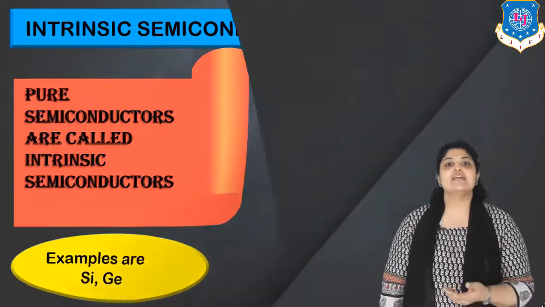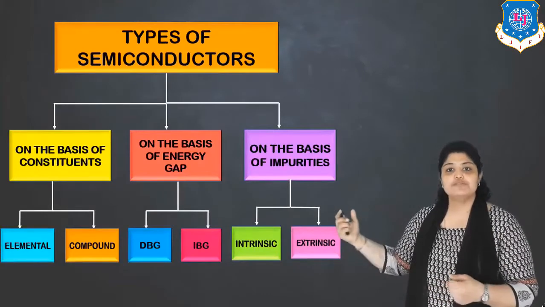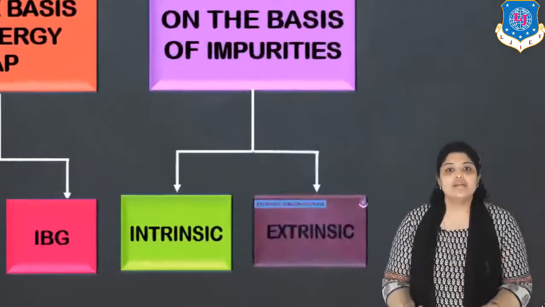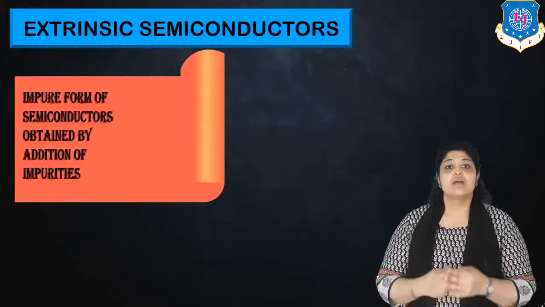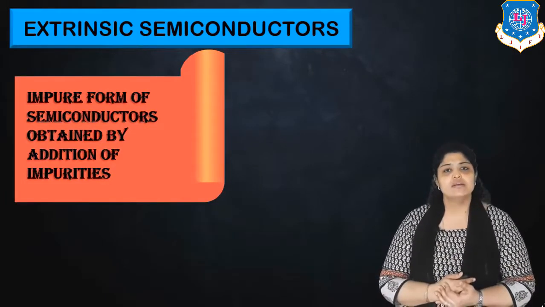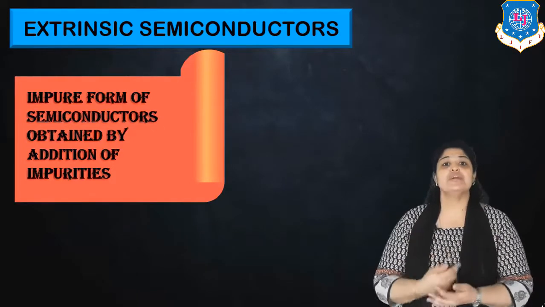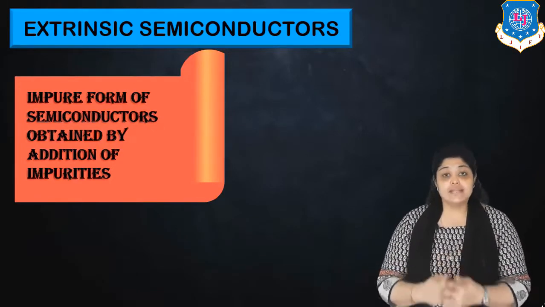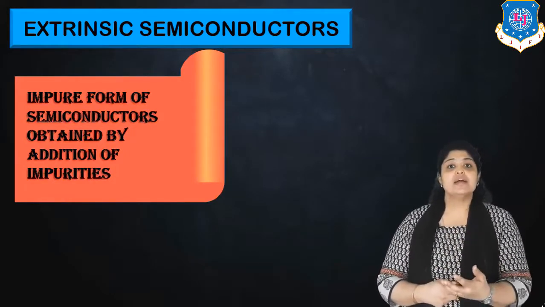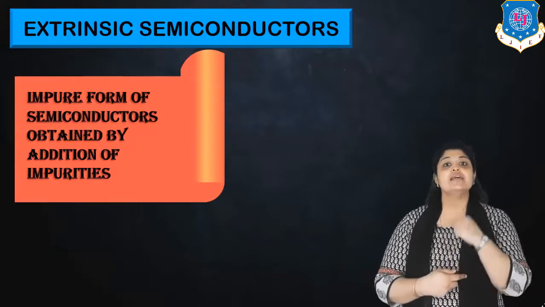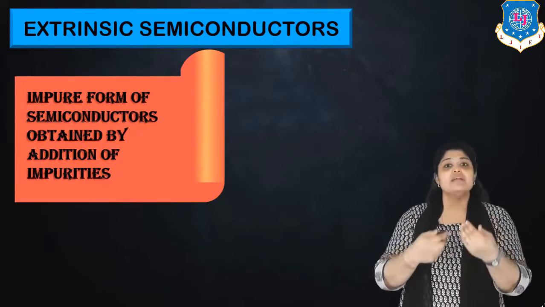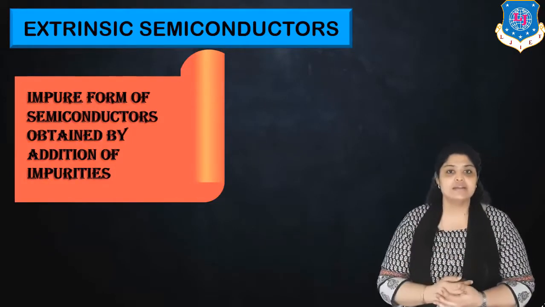Let's see what the second category of semiconductors is on the basis of impurities. They are called extrinsic semiconductors. Let's have a look at what extrinsic semiconductors are. They are the impure form of semiconductors obtained by the addition of impurities. Why is there a need for impurity addition in semiconductors? It is to increase the conductivity. Now, semiconductor conductivity can be increased either by temperature or by the addition of impurities. So we make the semiconductors impure in order to achieve a higher conductivity.